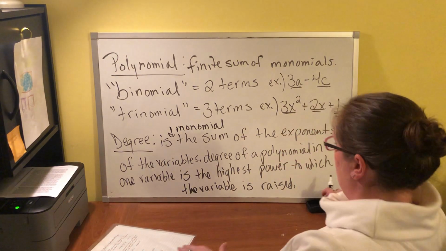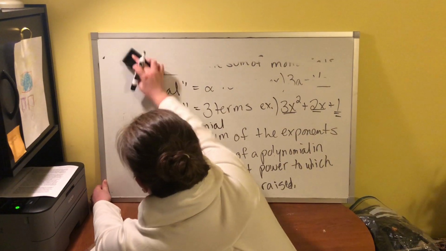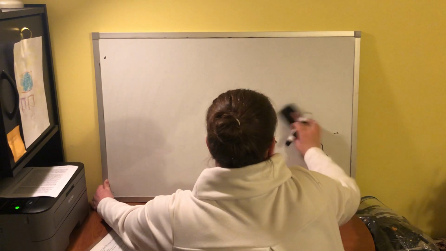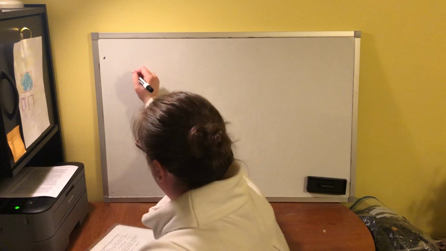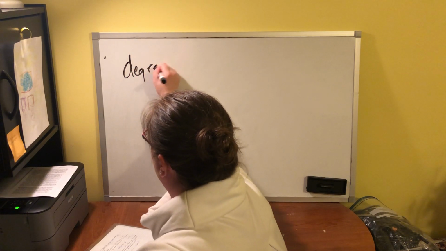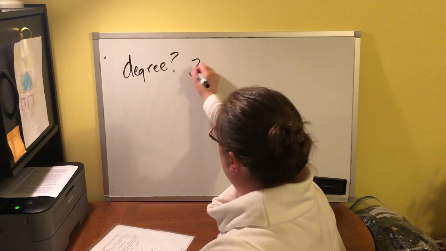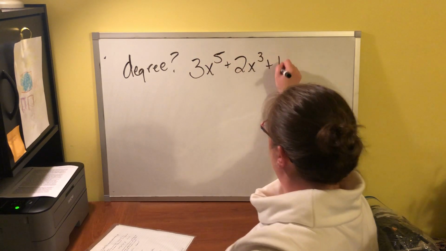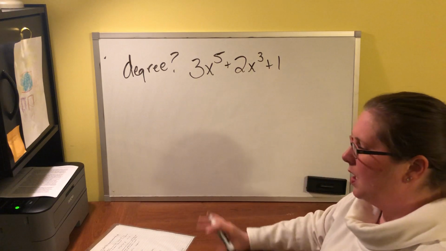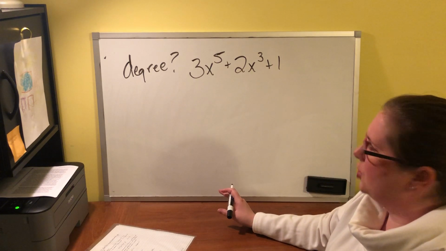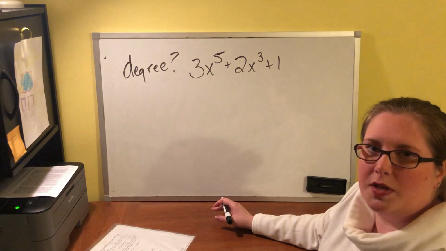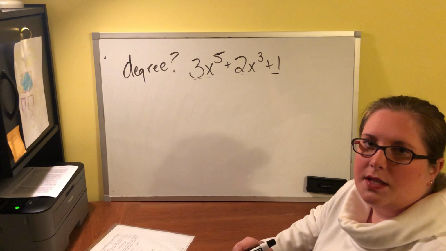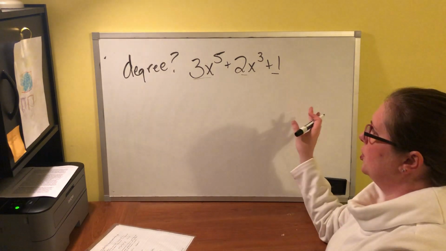So let's do some examples so that this makes sense. Okay, so they want to know the degree, and let's say they gave us 3x to the fifth plus 2x cubed plus 1. Well, first let's go ahead and look at this. Is this a binomial, a trinomial? Is it a monomial, right? Monomial meaning one. This one happens to have 1, 2, 3 terms, so this is a trinomial, okay? And we want to know the degree.